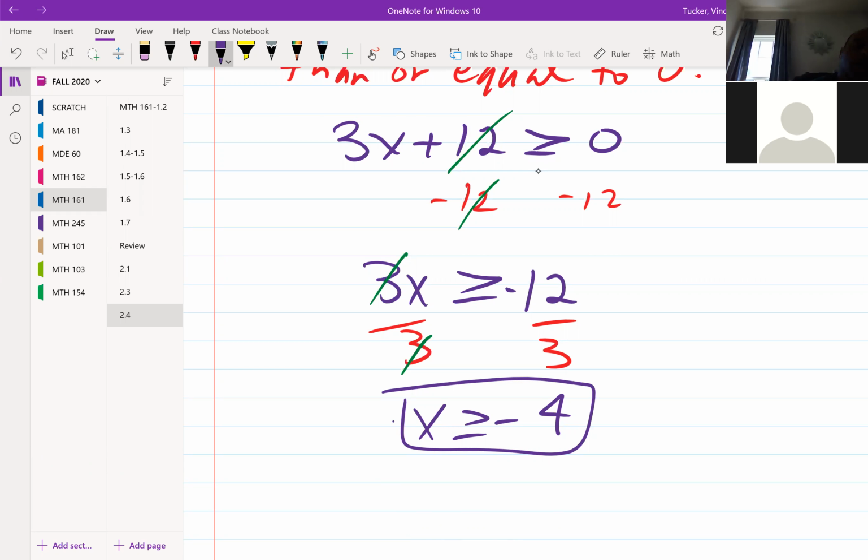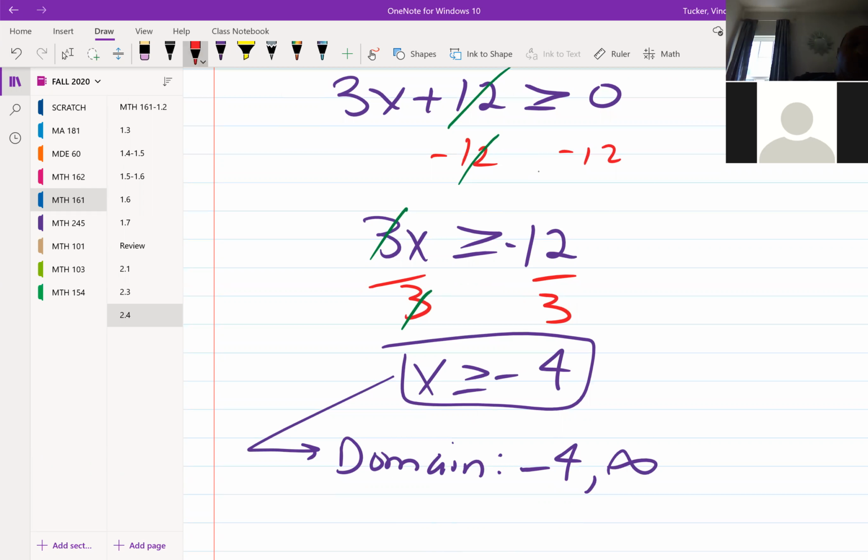All right, so that sets your domain to be negative 4 to infinity. And be careful here: before we used parentheses, this time we're using a bracket because we have the or equal to symbol. And we can use negative 4 because when you plug in negative 4, you get 0. Remember, we just mentioned that you can take the square root of 0.